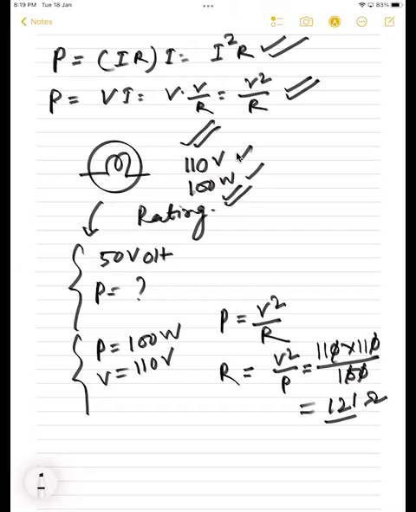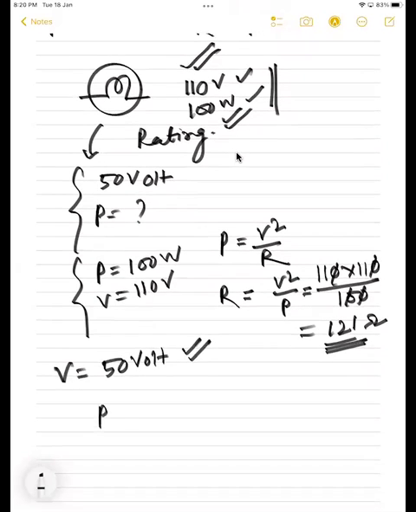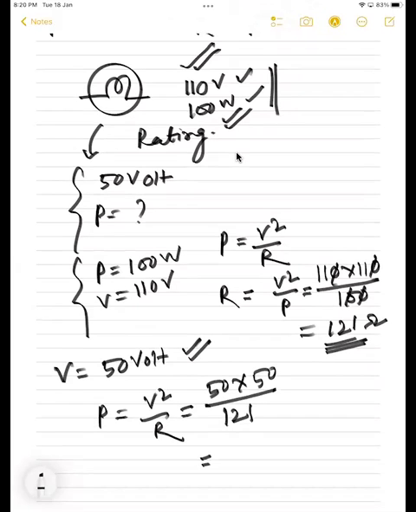Students, once the bulb is designed, its internal resistance is constant. That cannot be changed. This is the rating, so from the rating only you can determine the resistance. In the second case, I am giving the same bulb 50 volt. So power will be V square by R, which is 50 into 50 divided by 121. So somehow you can calculate this one.